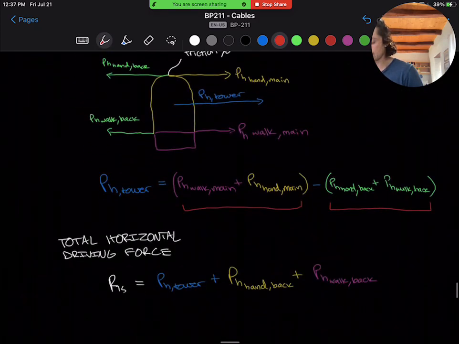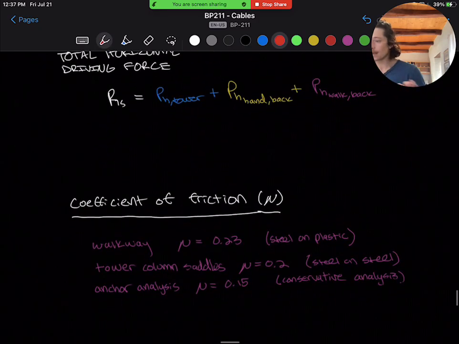Now that concludes our discussion of cable splitting and how to incorporate it into your design analysis calculations. Remember that it will notably affect our cable analysis, foundation analysis, tower and anchor analysis. In the next lecture, we will discuss which friction coefficients to use when calculating these forces.